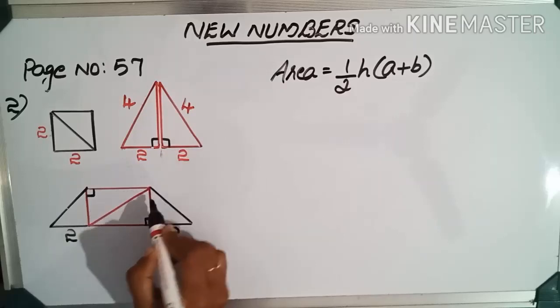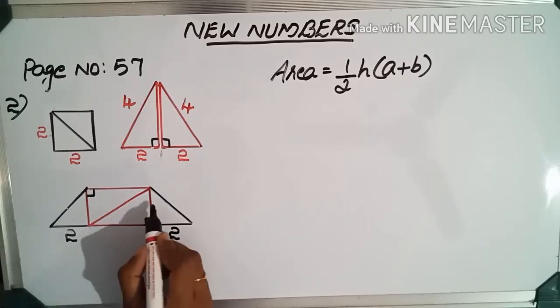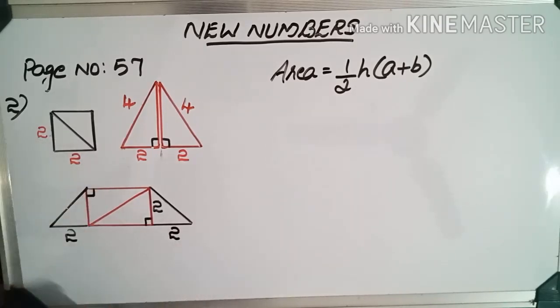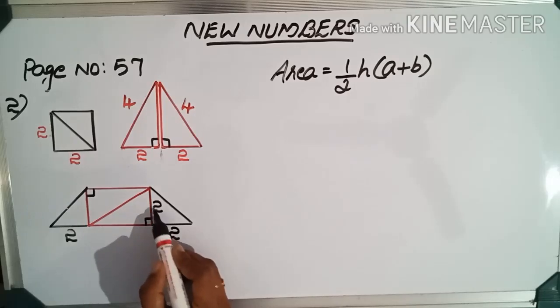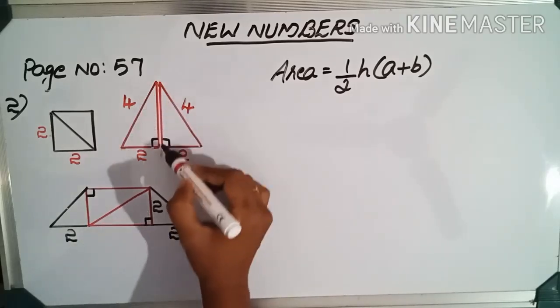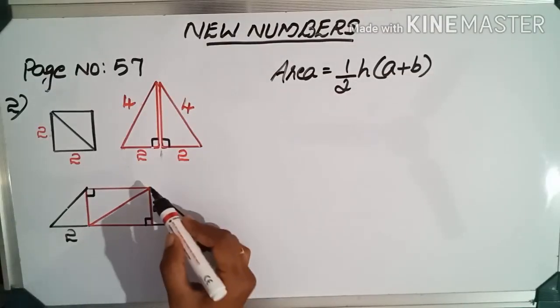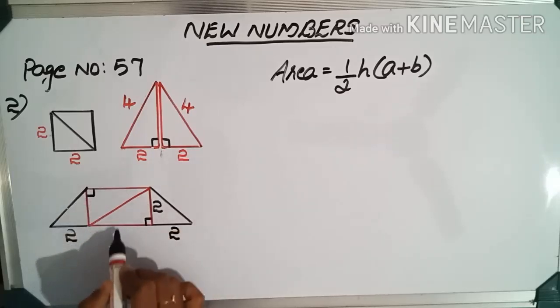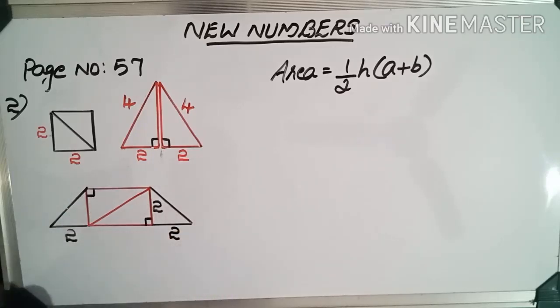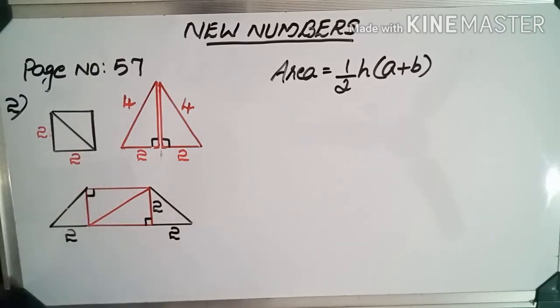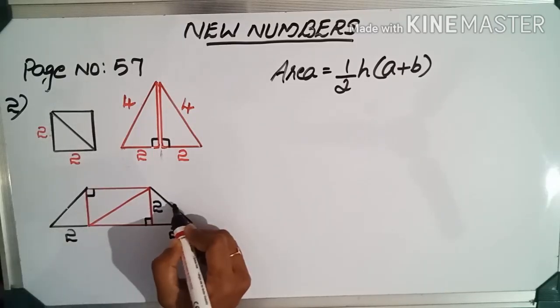Next, this portion is the same as the height of the trapezium. That means this portion is 2, as it is a part of the square. So 2 here, 2 here, and we don't know this measurement, so that we have to find. Now next we have to find this one, and we have to find the a and b portions. So let's consider first the square. Let's find the square's hypotenuse, then only we will get this portion.